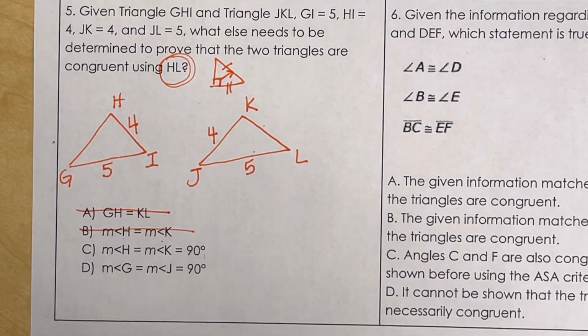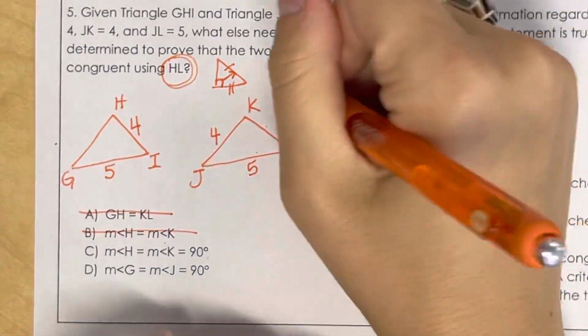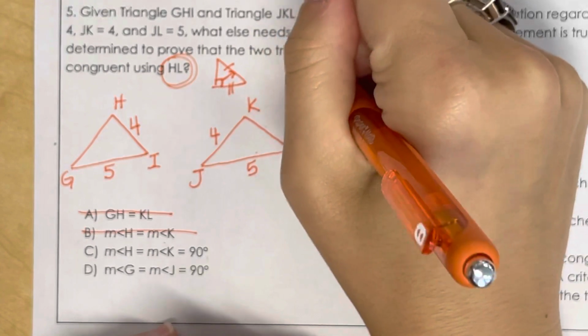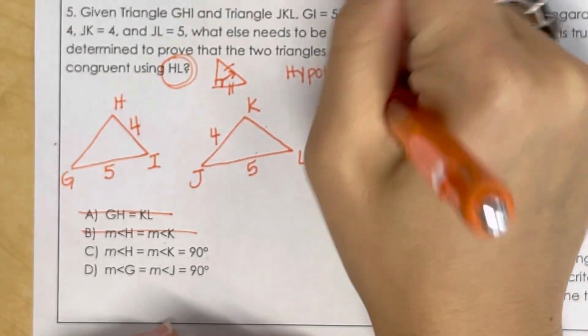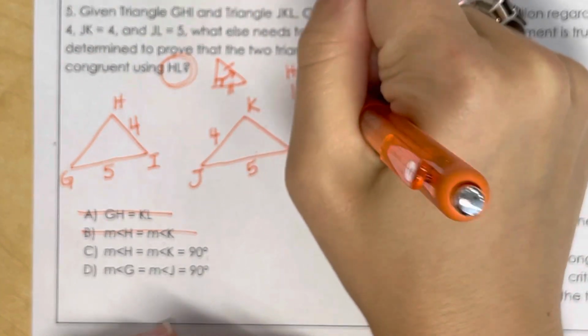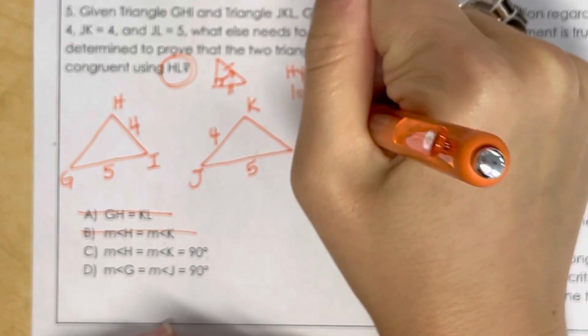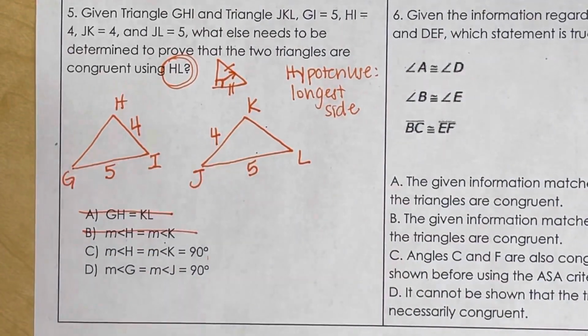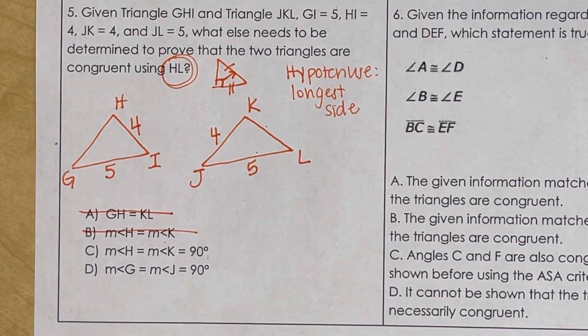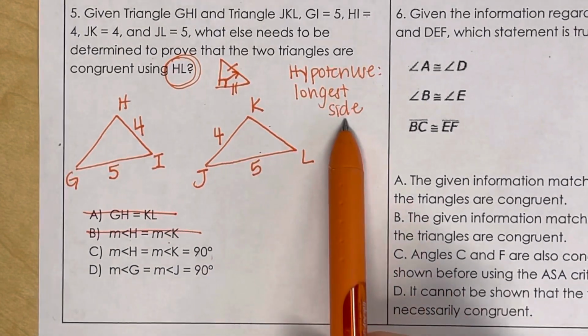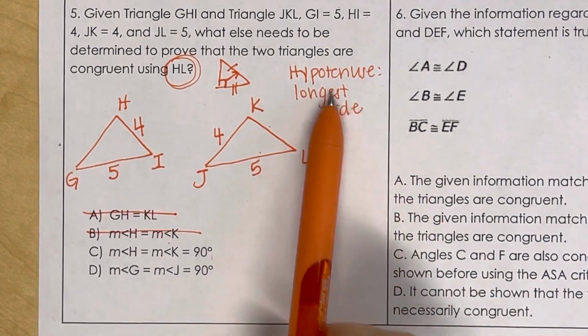Now remember, hypotenuse means the longest side of the triangle. And if you remember, the longest side of a triangle is always across from the largest angle. Now, if you think about a triangle, 90 degrees in a right triangle would have to be the biggest because the other two angles would have to add up to be less than 90. So my 90-degree angle should be across from the longest side.